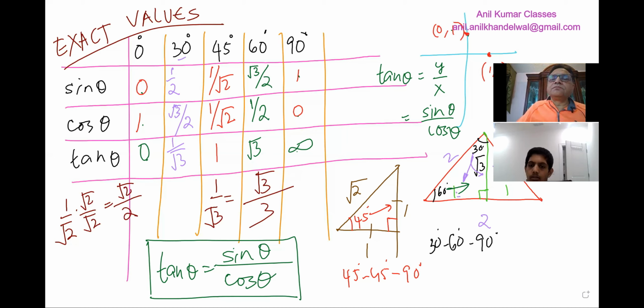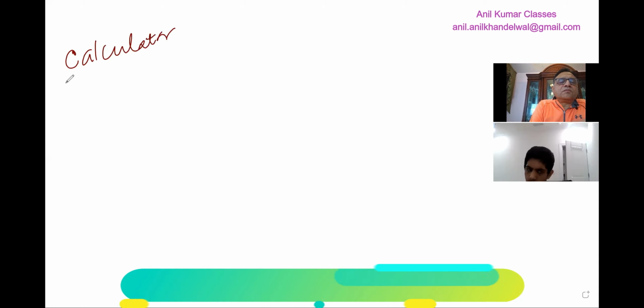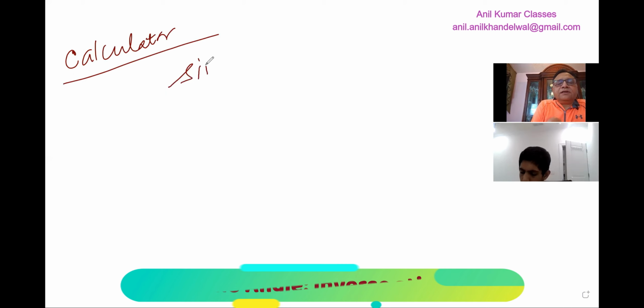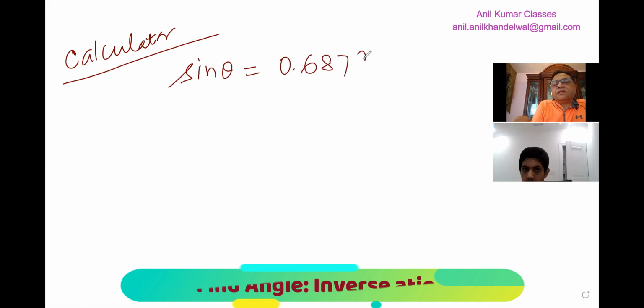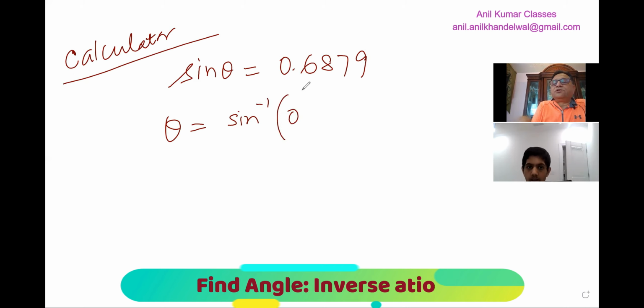Okay. Now let's move on to the next exercise, where we will find the angles from the given situation, and we will use general triangles. Use the calculator. So if I have sine theta equals, let us say, 0.6879, what is theta equal to? How will you find this value? You can draw a triangle, and I can put it in, or do sine inverse of this using the calculator.